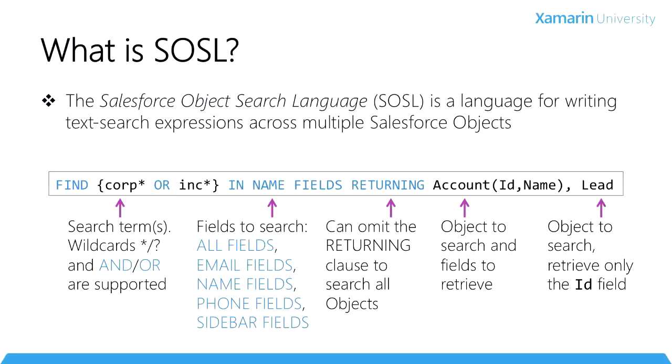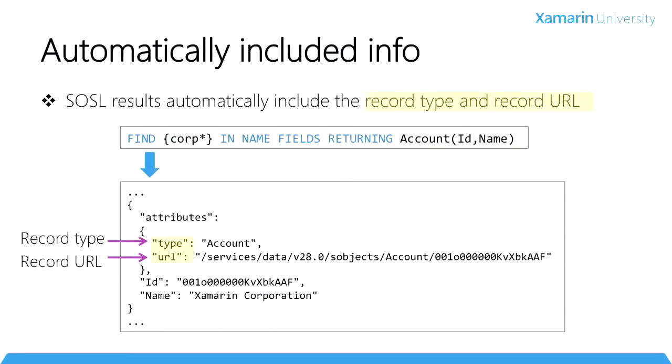Note that we can omit the RETURNING clause to search all objects, or we can specify specific objects to return. Something that's really important is the ID field must be returned in your SOSL queries. But we'll talk more about that in the slide to come. SOSL expressions generally include a list of the fields to select from matching records. So for example, the clause RETURNING Account(Id, Name) asks for the results to include the ID and name fields from the accounts table or object. When inspecting the returned JSON string, this query result also includes additional information. Now, it will include the fields you asked for, but it will also include the record type or the object name, so the table name, and a REST style URI to the record, which is part of your result set.